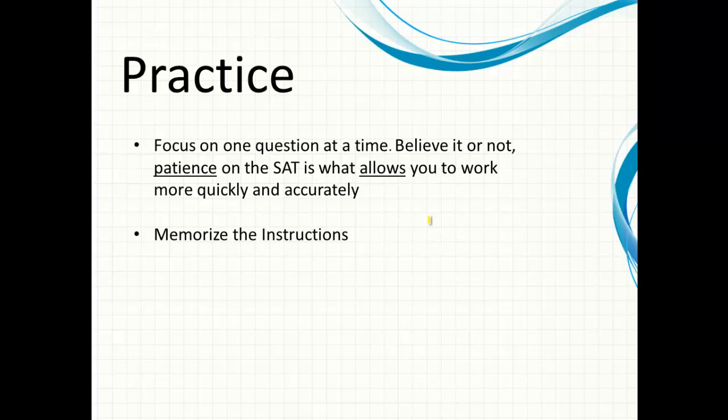As you practice for the different types of writing questions, it is important to remember the following. Focus on one question at a time. Believe it or not, patience on the SAT is what allows you to work more quickly and accurately.